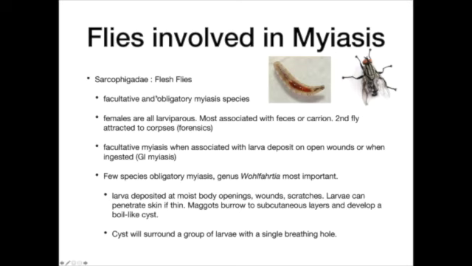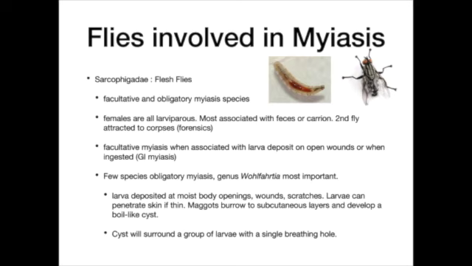These sarcophagi are the flesh flies. You can see this guy just fed over here. They cause both facultative and obligatory myiasis, so there's species for each form of myiasis. The females are larviparous, and they're most often associated with feces or dead animals. They are the second fly attracted to a corpse, so if flesh flies are present on a corpse, then a forensic entomologist has a general idea of how long that corpse has been out there already.